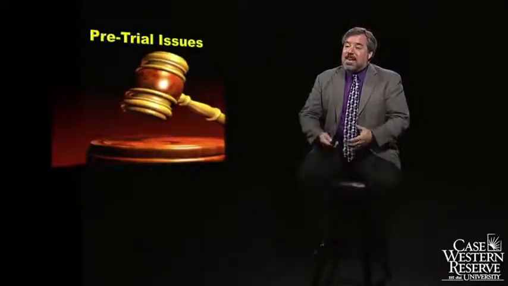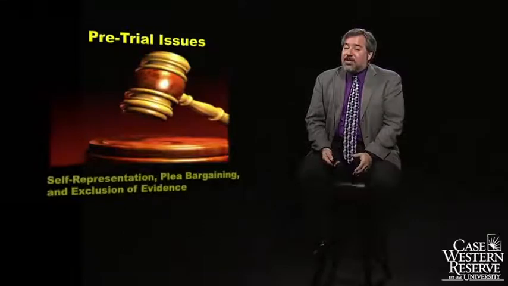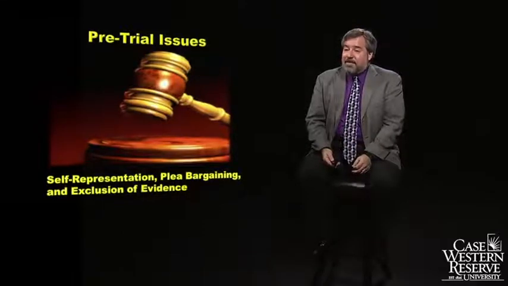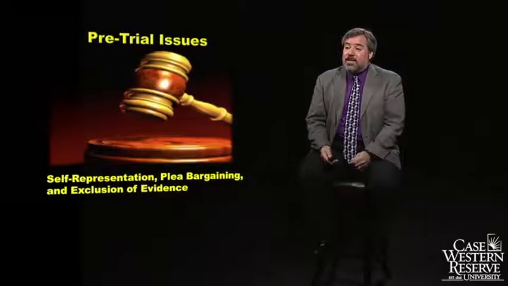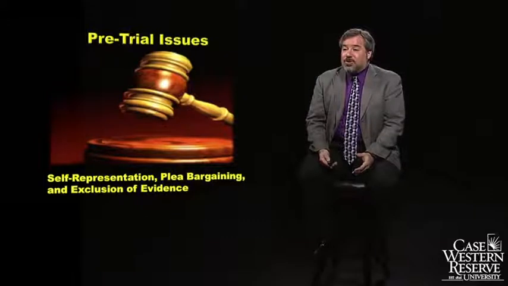In our course so far, we've looked at the definitions of international crimes and the challenges of bringing a perpetrator to justice. Now, assuming that you do get an international criminal perpetrator to the courthouse, then the real fun begins, and it starts with pretrial procedures. In today's session, we're going to be looking at self-representation, plea bargaining, and the exclusion of evidence as three of the most important issues that come up in almost every one of these major international criminal trials.